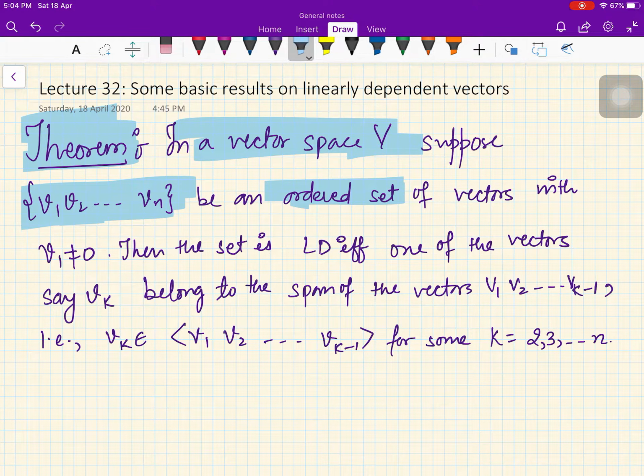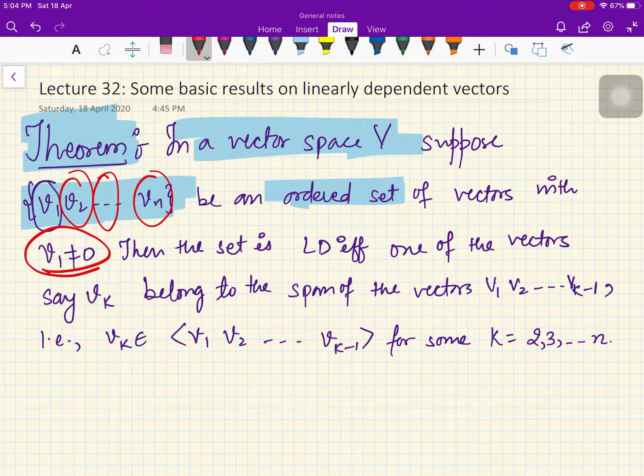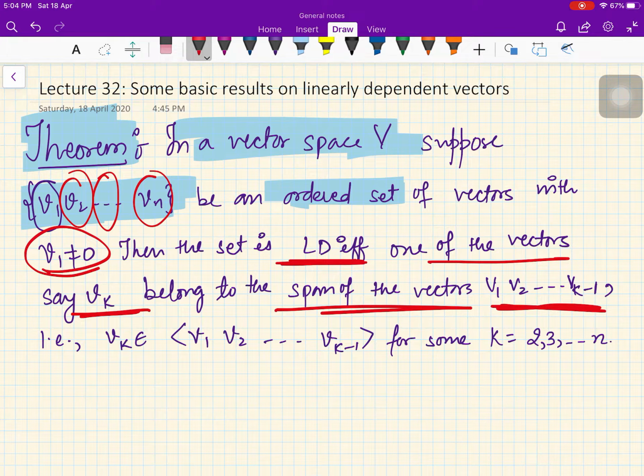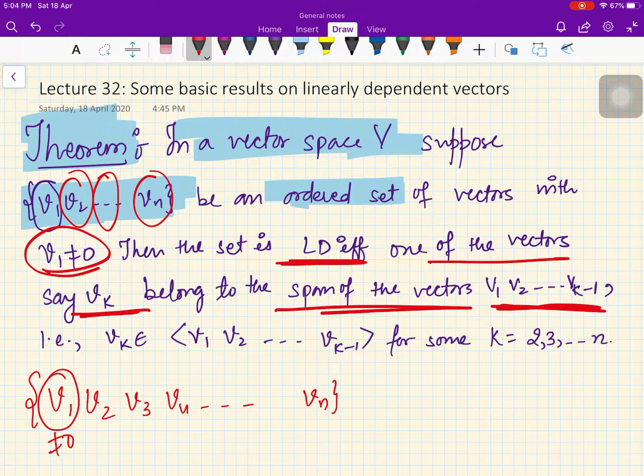We are saying here that in a vector space V, suppose you have an ordered set. Ordered set means the elements are being numbered. So you have v1, v2, v3, v4, up to vn, and it is given that the first element is non-zero. Then the set is linearly dependent if and only if one of the vectors, say vk, is in the span of the vectors previous to it. Ordered set means you have numbered them, that numbering is important, and v1 is non-zero, that is given.